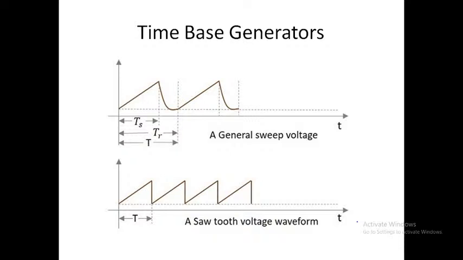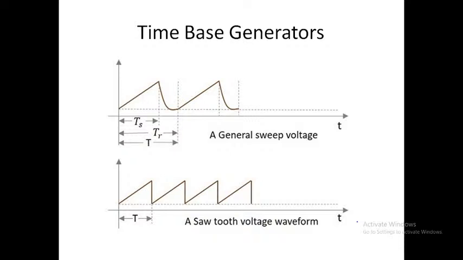So this time is TR, that is restoration time. That decreasing time is TR, the restoration time, and the total time is the total time of the cycle. So this is the general sweep voltage waveform, and below you can see a sawtooth waveform. It is very similar to the sawtooth waveform, but it takes some time.